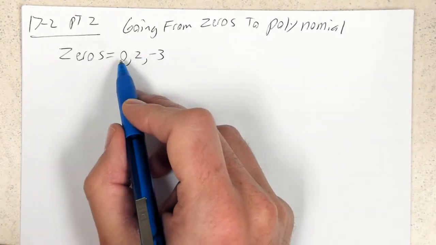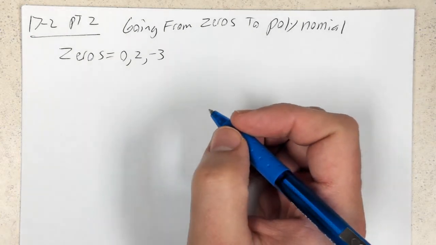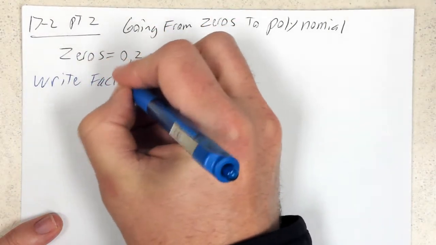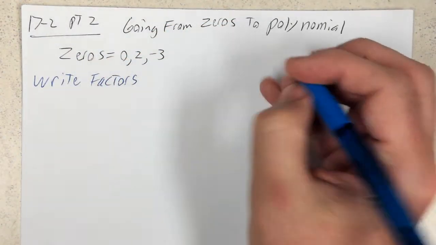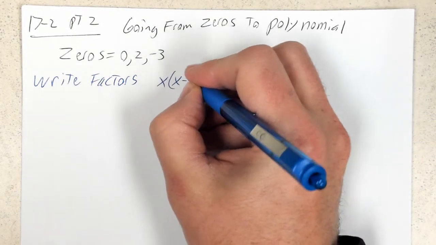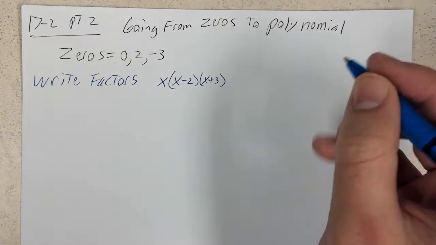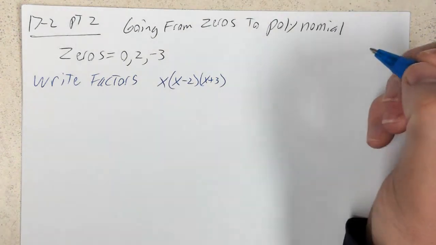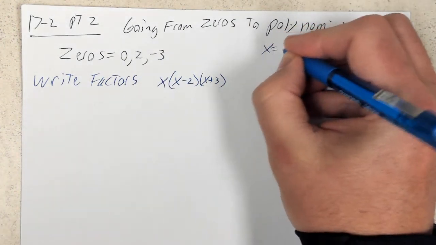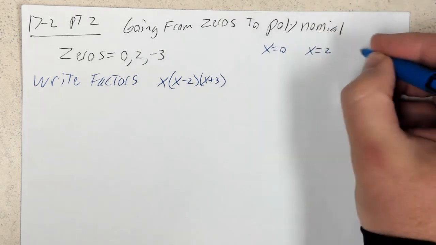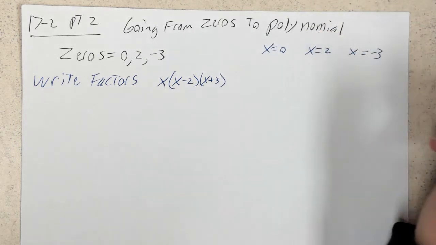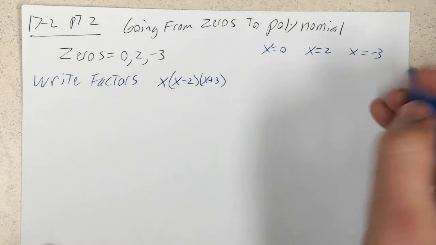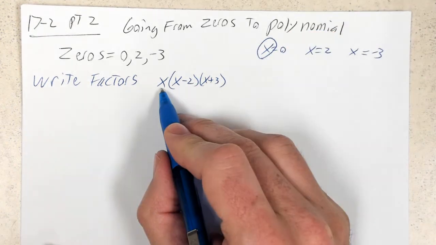Alright, so if we've got these zeros, 0, 2, negative 3, the first thing we want to do is write the factors. So our factors are going to be x, x minus 2, x plus 3. Where that comes from is you take each zero and set it equal to x. So x is equal to 0, x is equal to 2, and x is equal to negative 3. Then your goal is to reorganize it so it equals 0. So this one is done, already there.